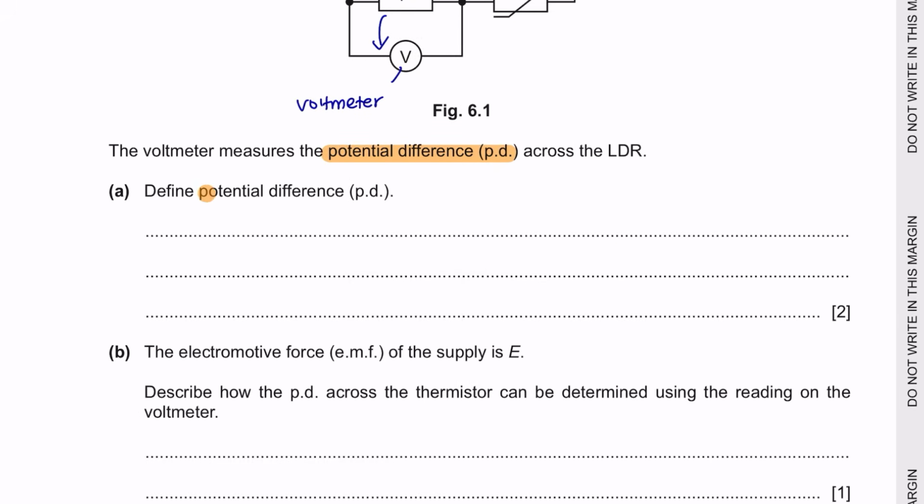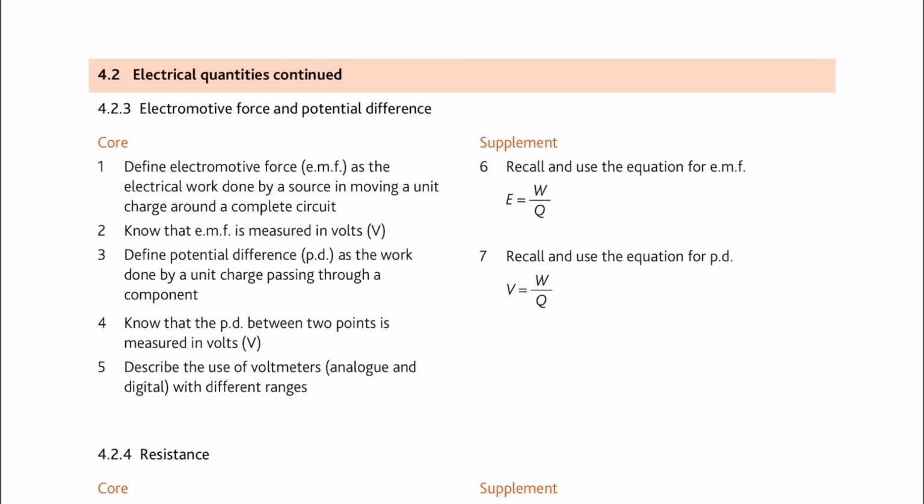Question A. Define potential difference. As for the definition, you can easily find it in your syllabus. Under Chapter 4, you would see that potential difference is defined as the work done by a unit charge passing through a component.